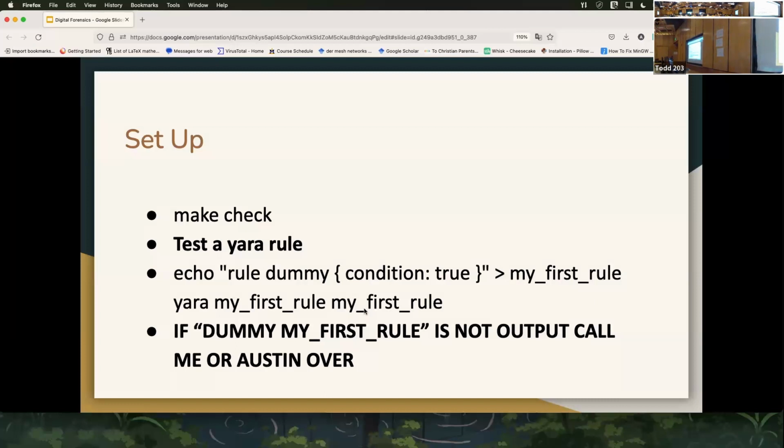Yara, it's a program that works with Volatility. I don't actually remember exactly what it does, but I know that Volatility doesn't work without it. Is it good, Austin? Not yet.